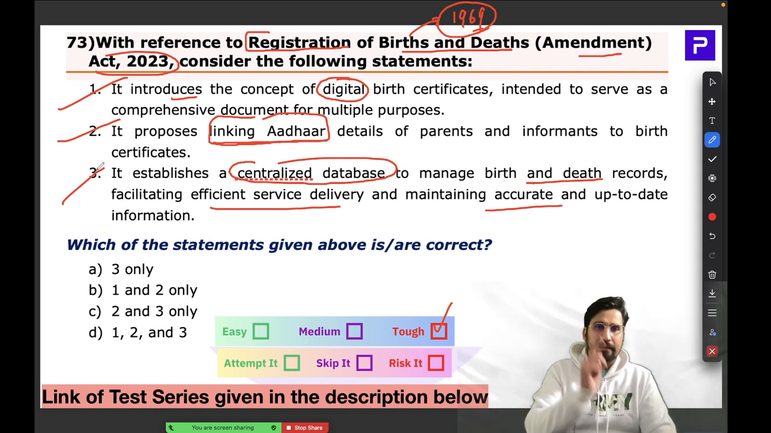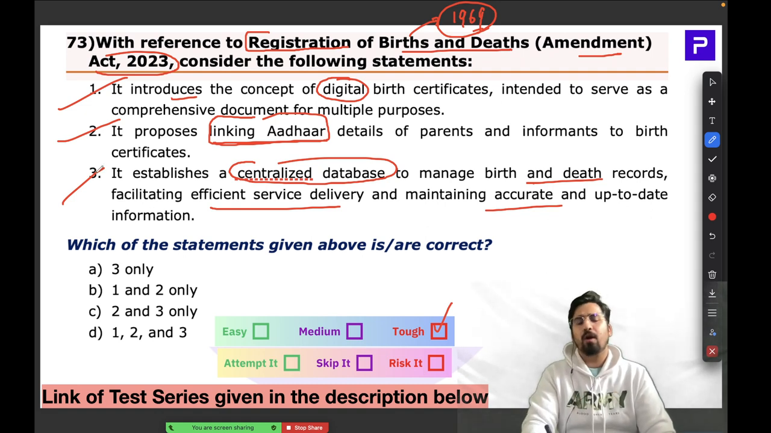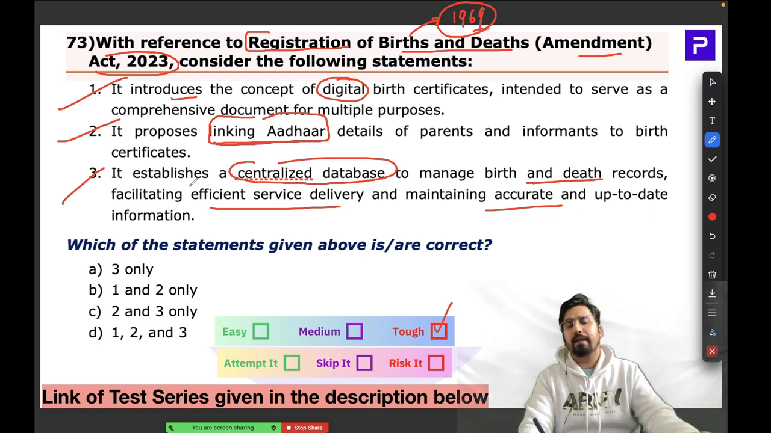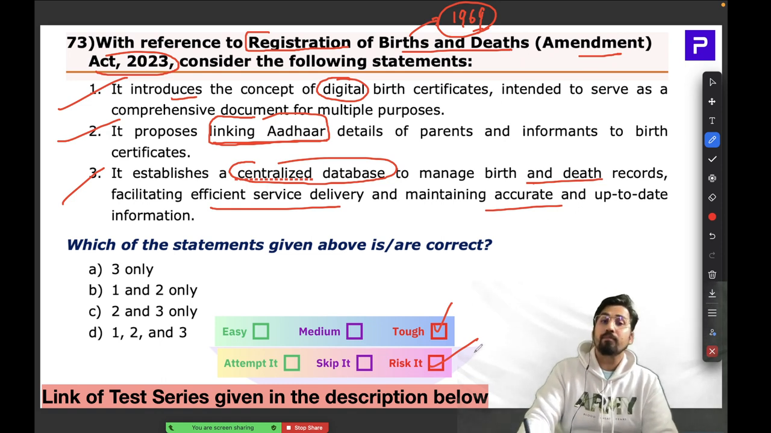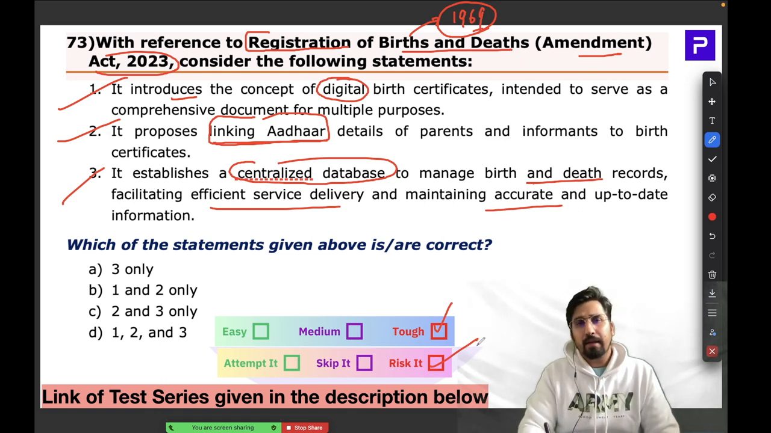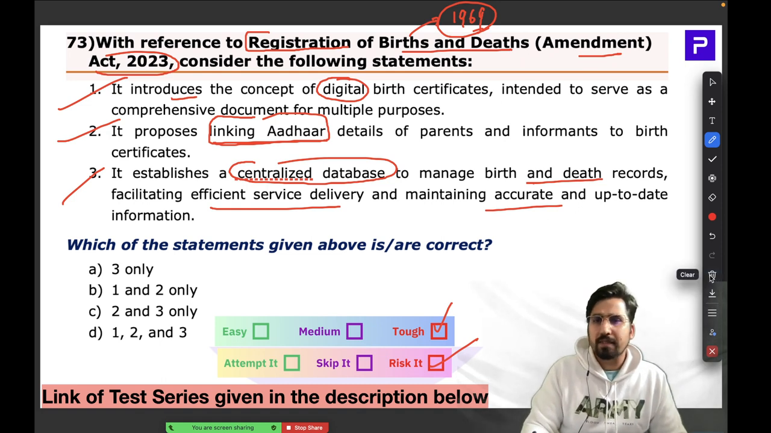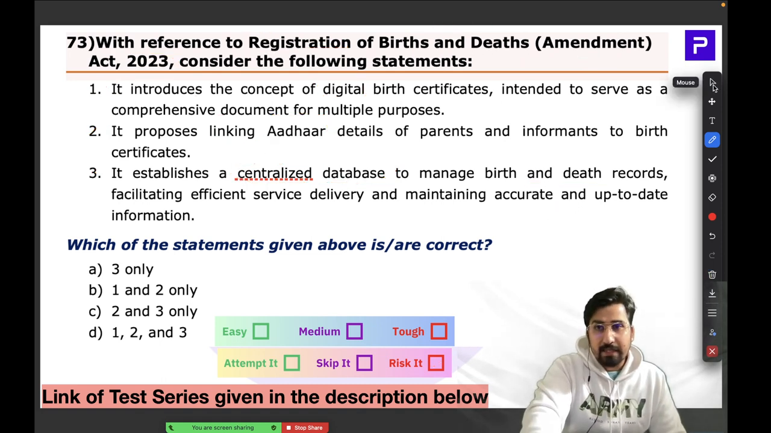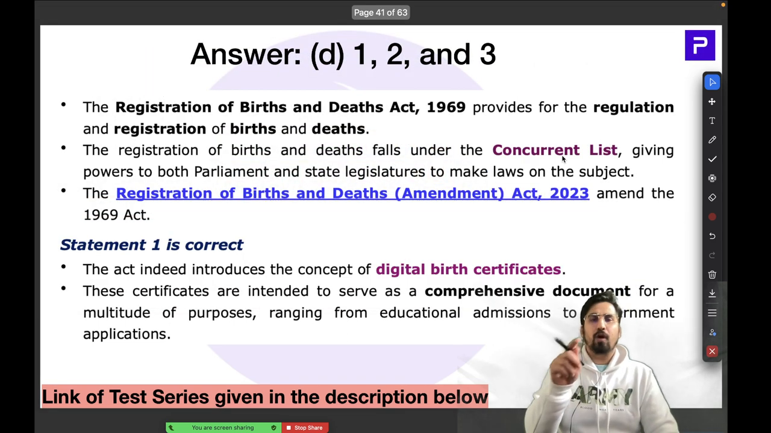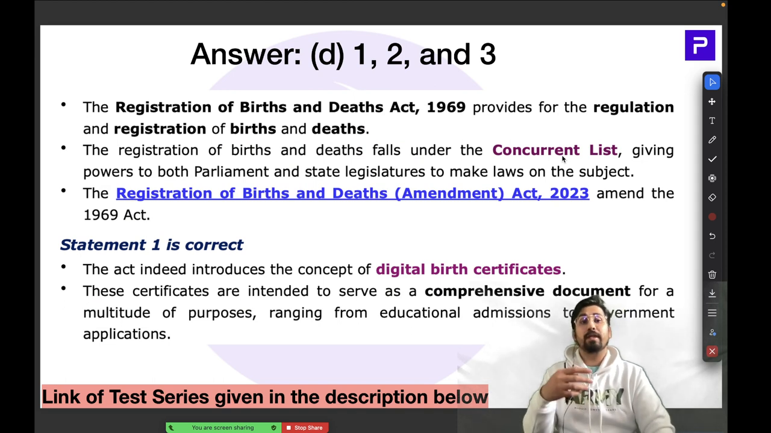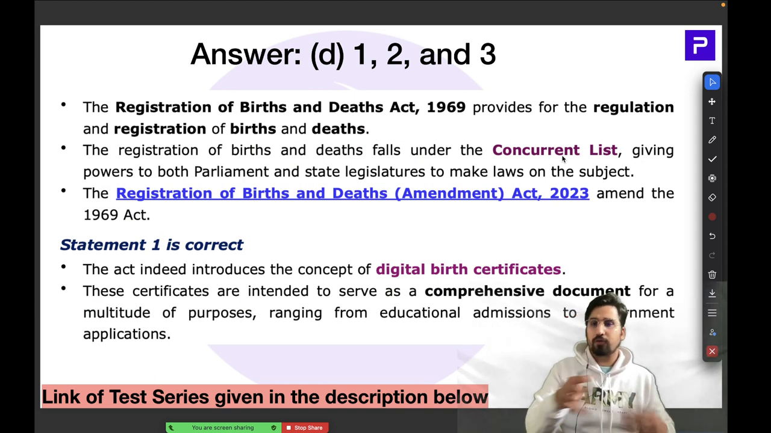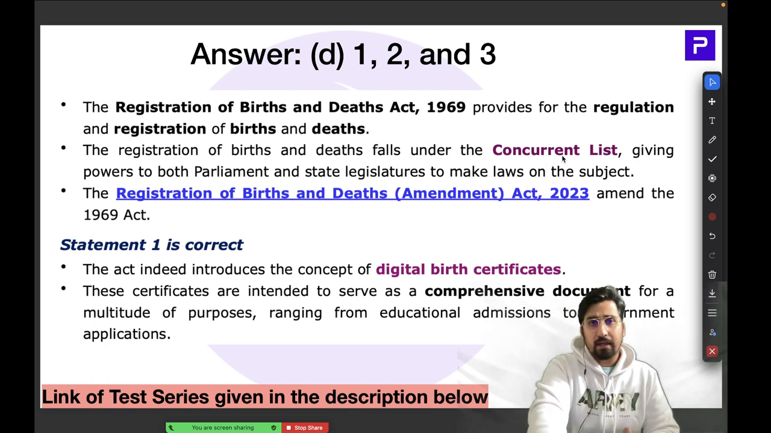You should take this kind of risk. This is a logical risk. I'm not asking you to go blindly with the risk, but look, what else has to be there in the recent birth and death amendment? I would say risk it because the options are very simple, and with a little bit of common sense, you can solve it. Now, these are the questions which will decide whether you clear the UPSC prelim cutoff or not. Many people will leave it because they will think, oh, we have not read about this act, so we can't solve it. No, it's not like that. It is something you can solve.